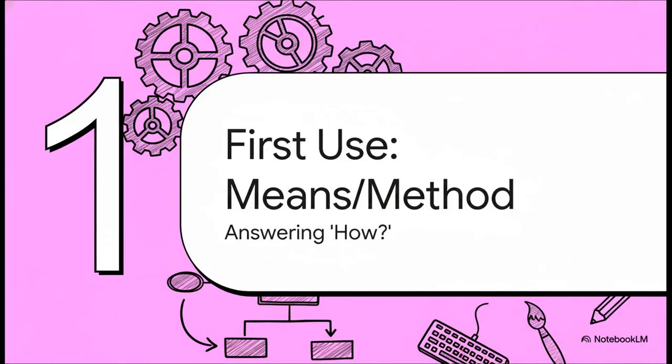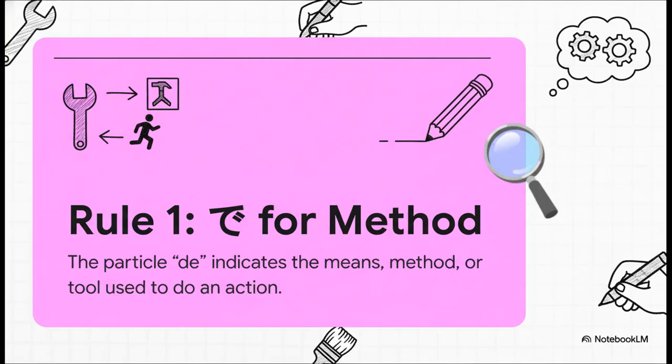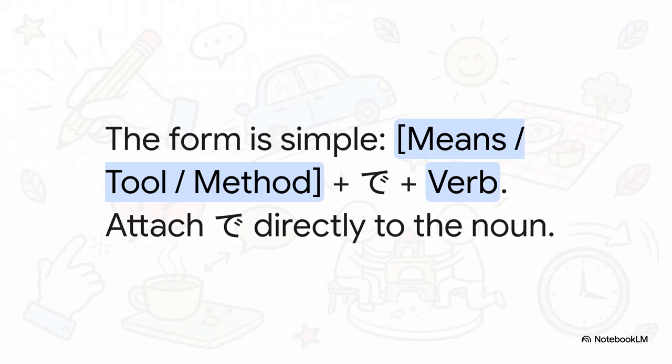The first major job of de is all about answering the question, how? It's what we use to specify the means or the method by which an action is performed. So here's the core idea. When you see de following a noun, it's very often telling you what was used to do the verb. You can think of it as the Japanese equivalent of saying with, by, or in when you're talking about a method.